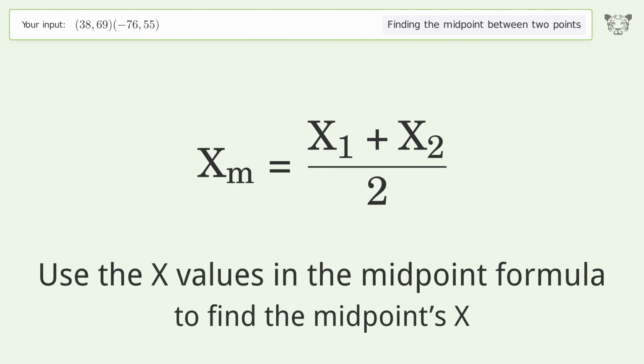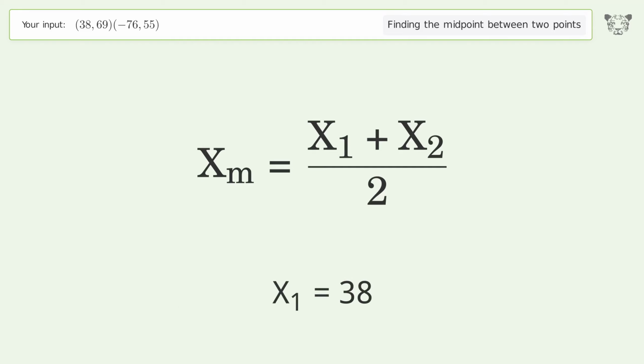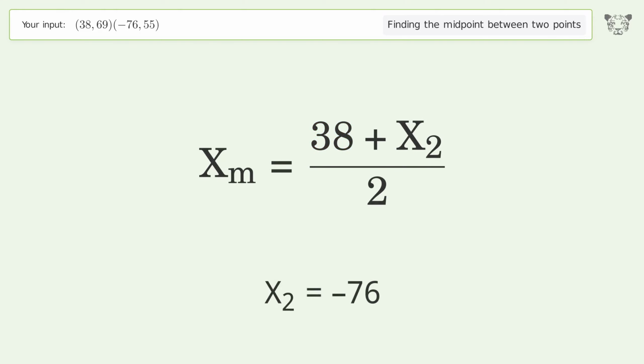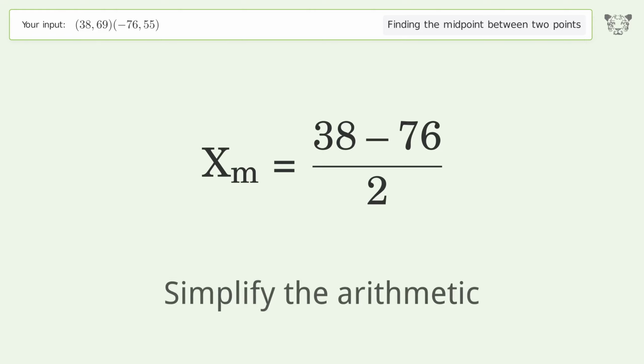Use the x values in the midpoint formula to find the midpoint's x. x1 equals 38. x2 equals negative 76. Simplify the arithmetic.